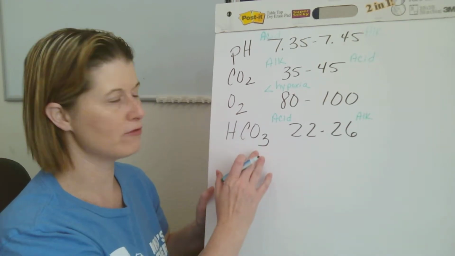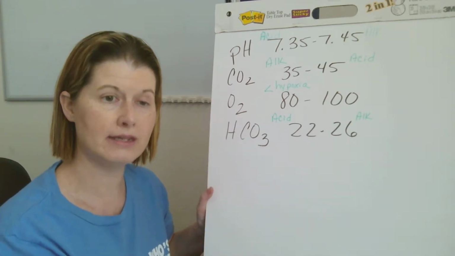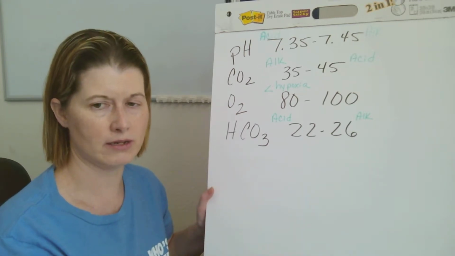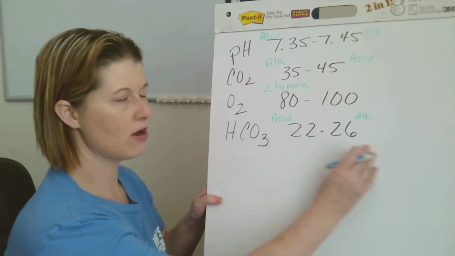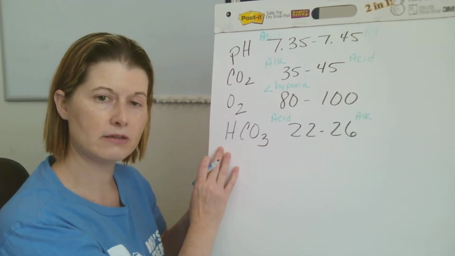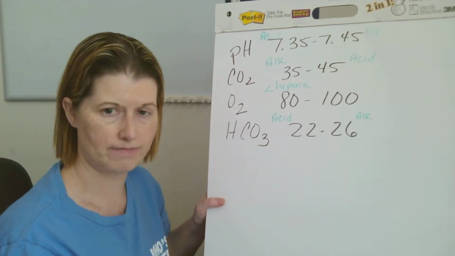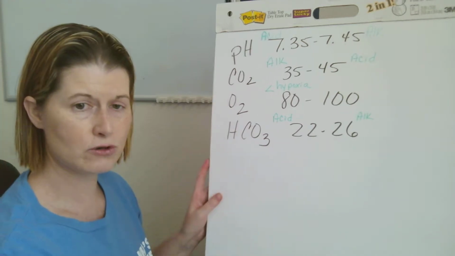And then the reverse is true. If your body is too alkaline, then it gets rid of bicarb so that we can hold on and become a little bit more acidic, okay? So when we talk about bicarb, we're talking about metabolic. When we're talking about CO2, we're talking about respiratory, okay? That's very important for you to remember. So those are our normals.